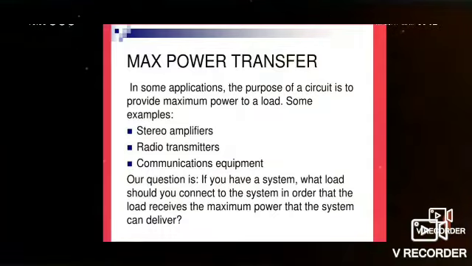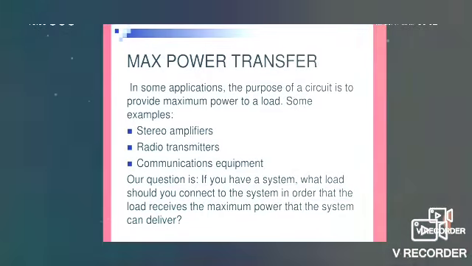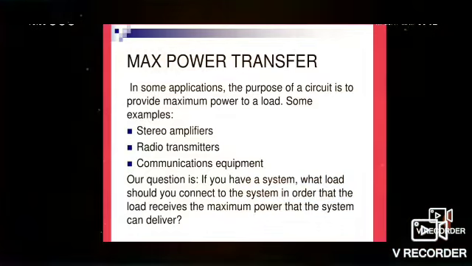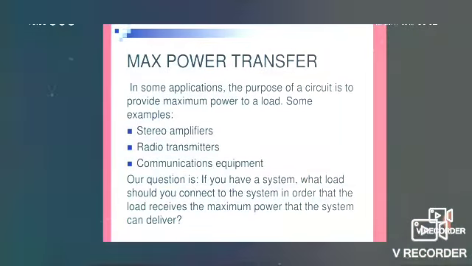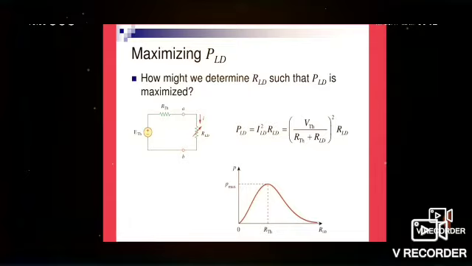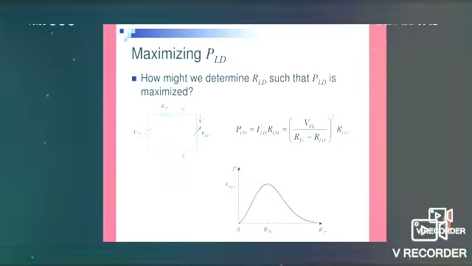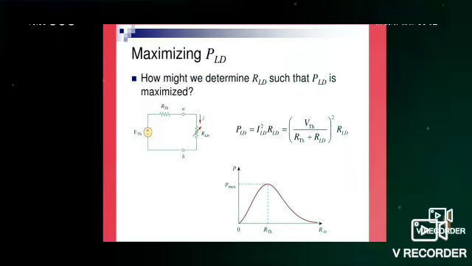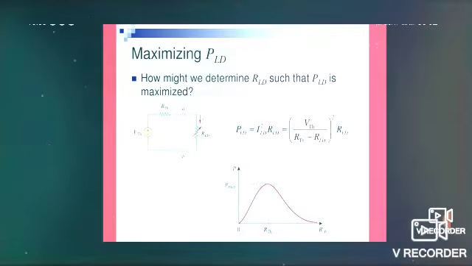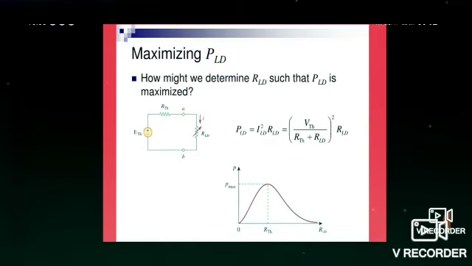Our question is, if you have a system, what load should you connect to the system so that the load receives the maximum power that the system can deliver? When will it provide maximum power? That is the question. So we have to find the value of the load resistance that gives the maximum power. The power is obtained by the equation PLD equals ILD squared times RLD, where RLD is the load resistance. See the circuit, it is a Thevenin equivalent circuit.